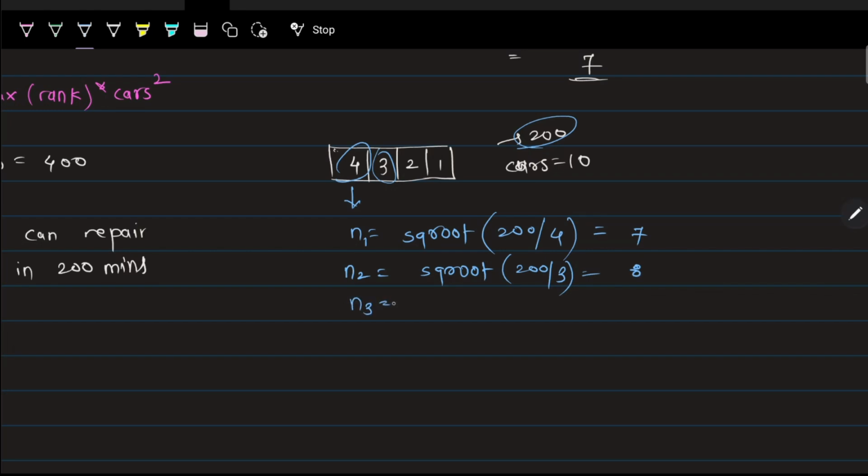Same for n3. That will be the square root of 200 by 2, that is 100. The square root of 100 is 10. For n4, again the square root would become 200 by 1, that is somewhere around 14, I am taking it rounded.